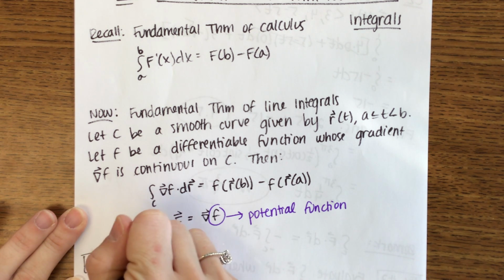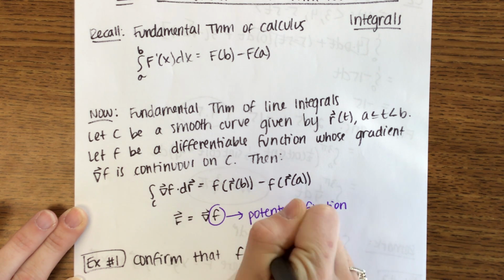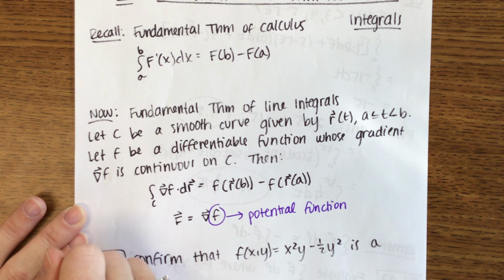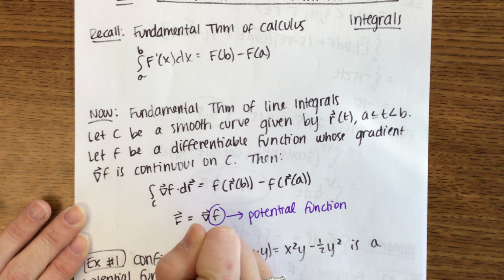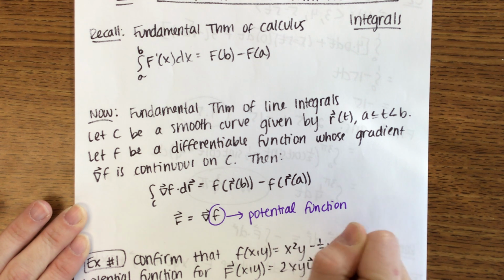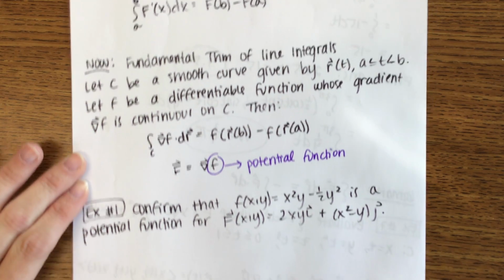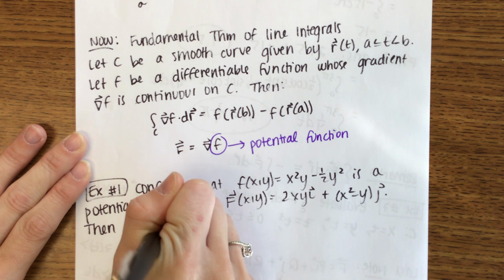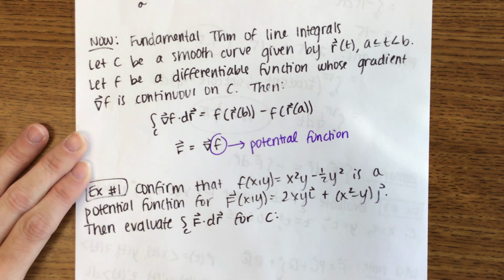So here's our first example. Confirm that little f of x, y equals x squared y minus 1/2 y squared is a potential function for big F of x, y equals 2xy i plus (x squared minus y) j. That's the first thing we're going to do. Then we are going to evaluate the line integral of F dot dr for the curve C. That's as follows.